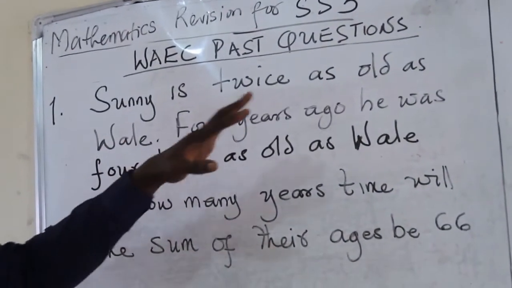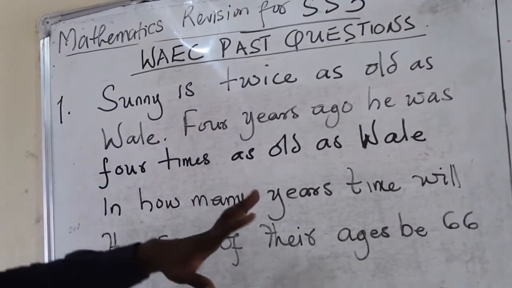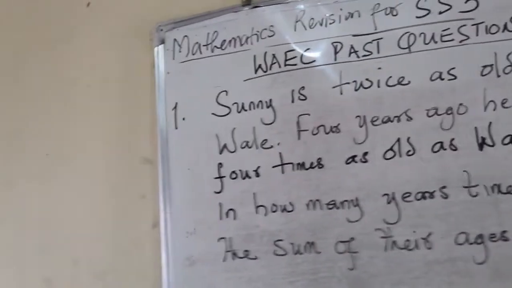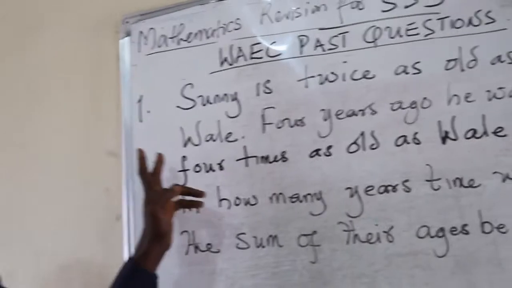Without further ado, Sonny is twice as old as Wally. 4 years ago, he was 4 times as old as Wally. In how many years' time will the sum of their ages be 66? This is a standard question. Sonny's age is dependent on Wally's age.